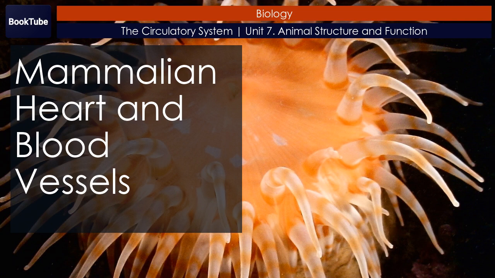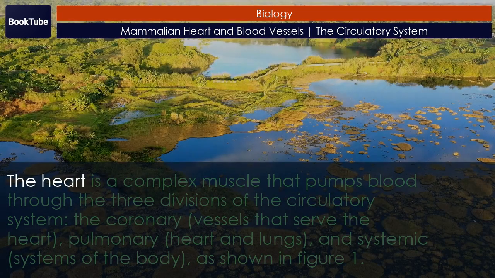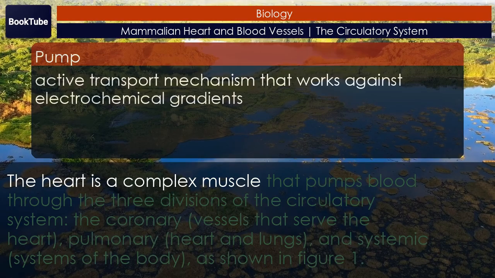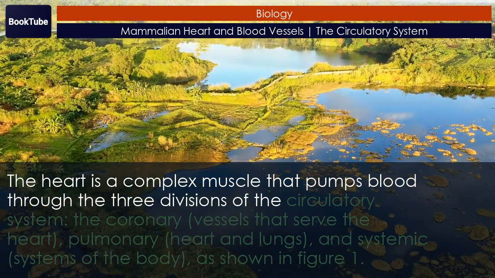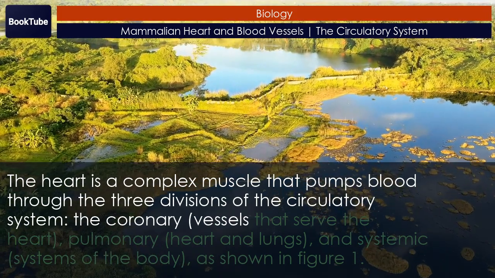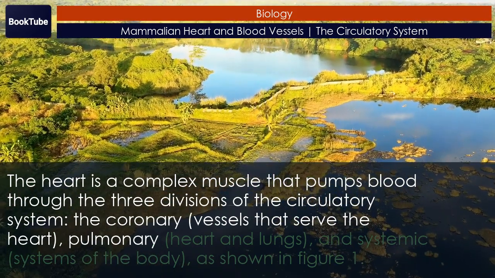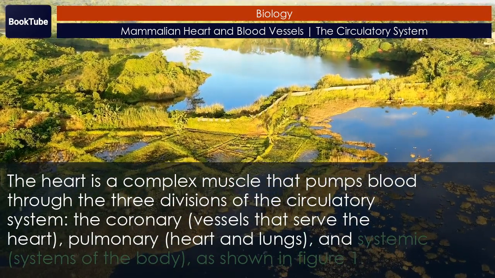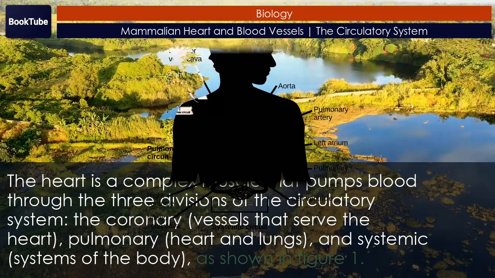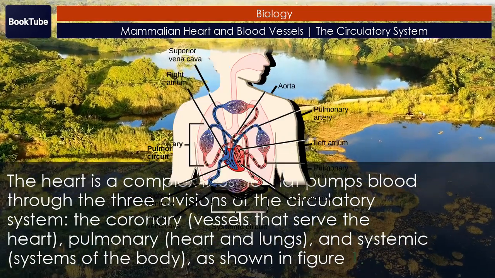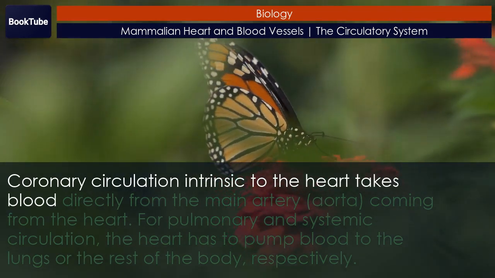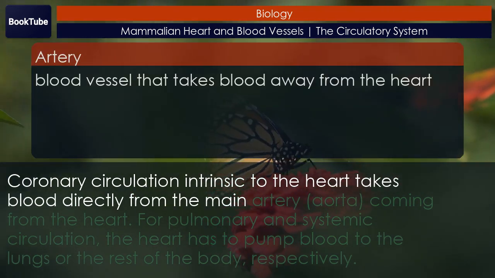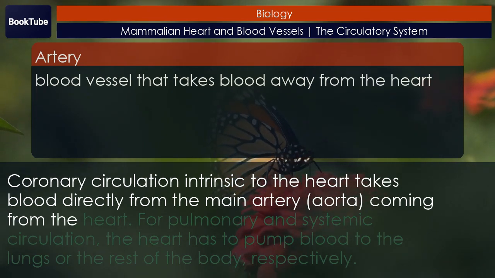Mammalian heart and blood vessels. The heart is a complex muscle that pumps blood through the three divisions of the circulatory system: the coronary (vessels that serve the heart), pulmonary (heart and lungs), and systemic (systems of the body), as shown in Figure 1. Coronary circulation intrinsic to the heart takes blood directly from the main artery, the aorta, coming from the heart.